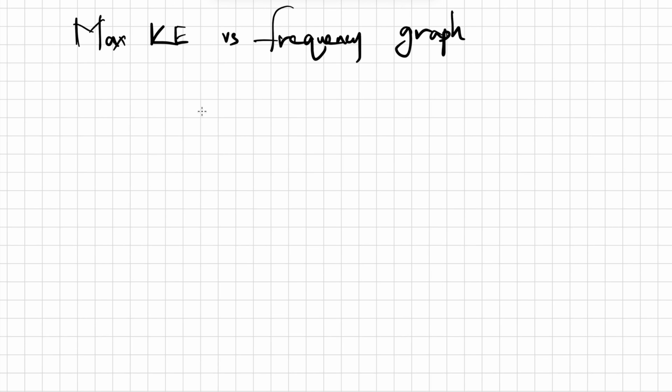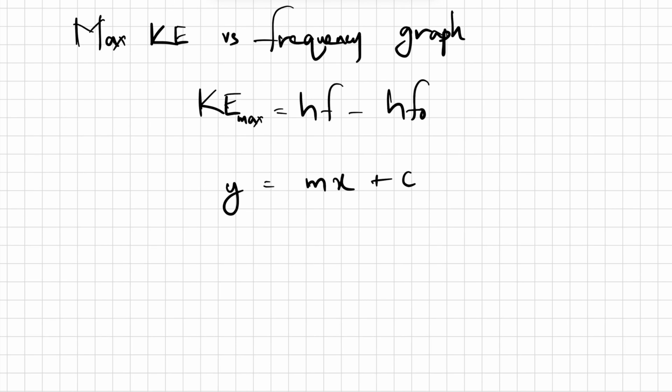In this video, we are going to analyze the maximum kinetic energy versus frequency graph. So let's start with the equation for the maximum kinetic energy. Maximum kinetic energy equals hf minus hf0, right? So this is in the form of y equals mx plus c, where y is maximum kinetic energy, m is h, x is frequency, c is minus hf0.